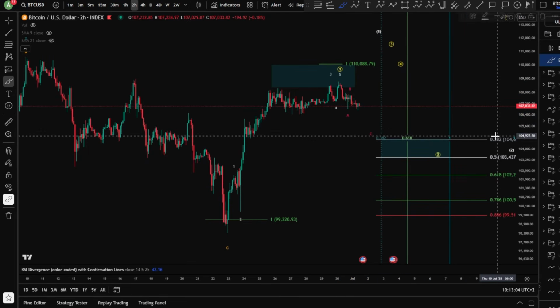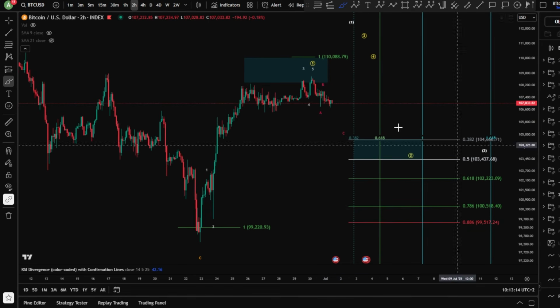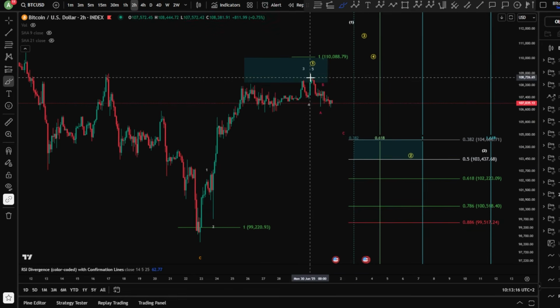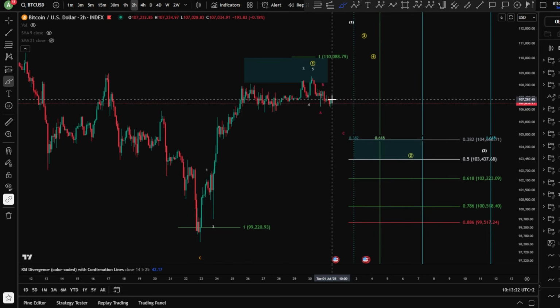Preferably this correction hits at least the 0.38 at 104k, and of course the minimum FIB time required for this correction is 0.38 FIB time, which is still very far, and we still need of course a few days to accomplish this correction for Bitcoin.